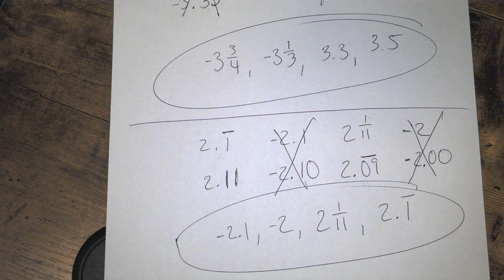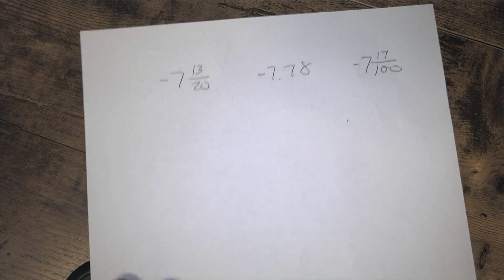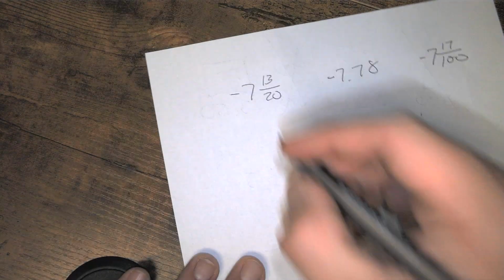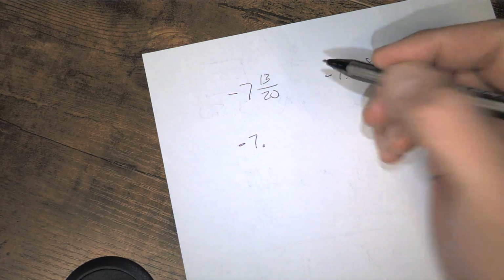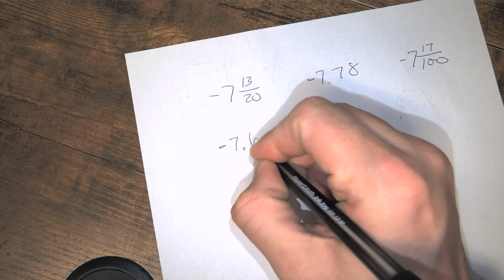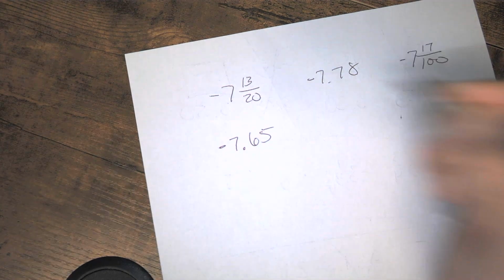So let's, okay, we have negative 7 13/20ths, negative 7.78, and negative 7 17/100ths. So first off, we got to change them all to decimals. So we're going to start with this one. Negative 7 goes in front. Now 13 divided by 20 is? Okay, this one's already decimal, so we don't have to mess with it. And then this one, put the negative 7.